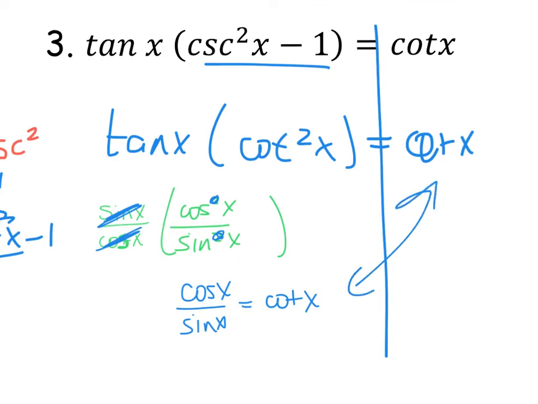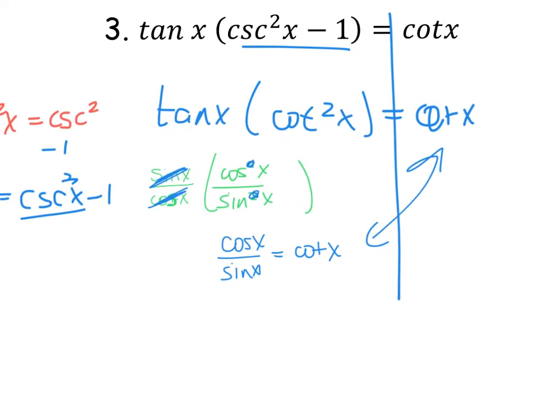Is that the same thing? Okay. Well, Emma just said, wait, I see something different. You could also do this. You could say tangent is also the same as what? 1 over cotangent, correct? Yeah. And we said that cosecant squared x minus 1 is the same as cotangent squared x, correct?